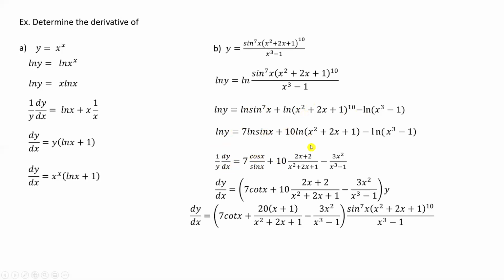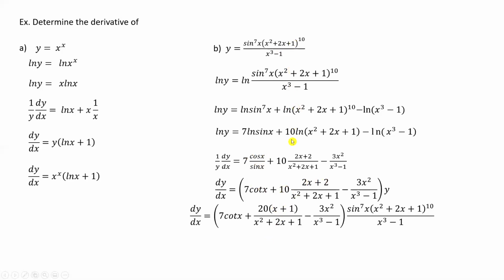10 times 1 over x squared plus 2x plus 1. Derivative of x squared is 2x. Derivative of 2x is 2. 1 over x cubed minus 1. Derivative of x cubed is 3x squared. Cosine over sine becomes cotangent. Then factor a 2 out of here. It would be 2 times x plus 1. Multiply the 2 by the 10.